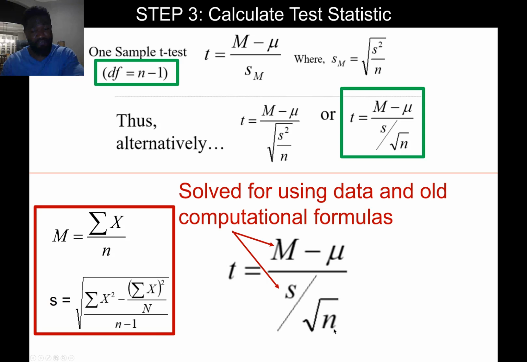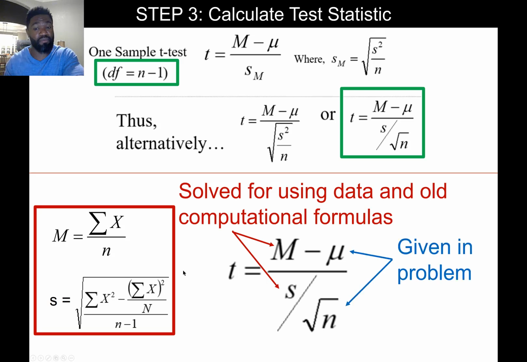And so that's pretty much all we got for this, right? So you have to calculate that to do it. So that's going to be something you have to solve for in these problems. But I'm going to give you the population mean, and n you'll be able to get from the data.